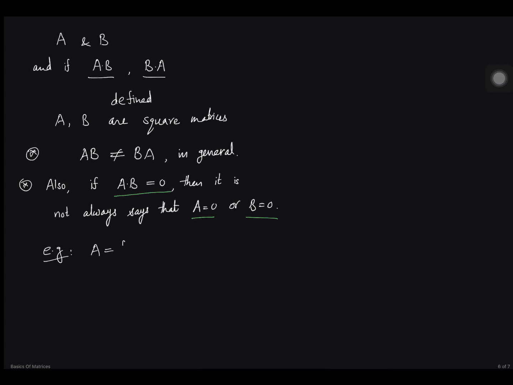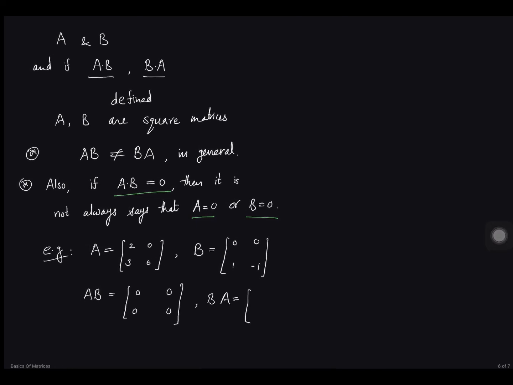if you take matrix A as this, then if you find A dot B, it will be this. So you see that here the product AB is 0, but A is not 0, and B is not 0 either. And even if you find BA here, you can see that AB and BA are not the same.